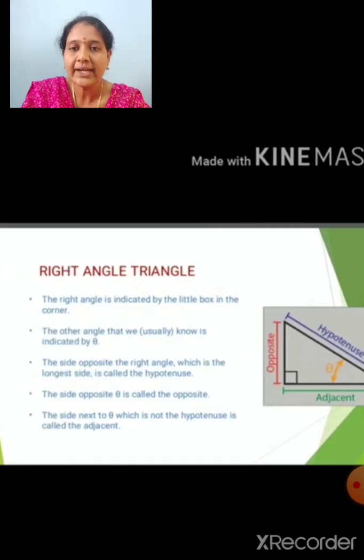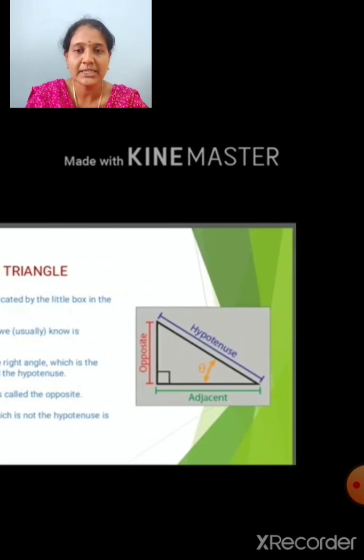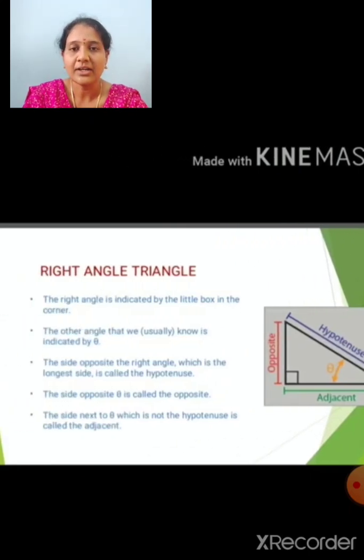Next, the side opposite to the right angle, which is the largest side, is called the hypotenuse. If you observe the figure properly, children, the little box shows the right angle. The opposite side of the little box is called the hypotenuse. If you observe the figure, you can easily identify the hypotenuse. It is the largest side of a right angle triangle.